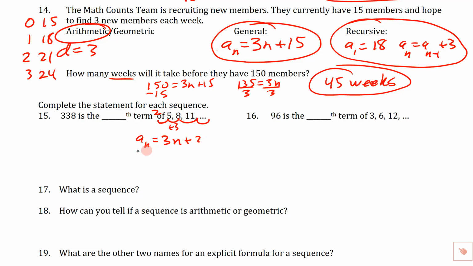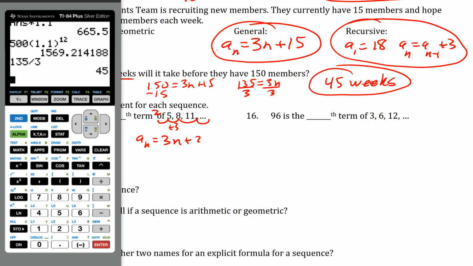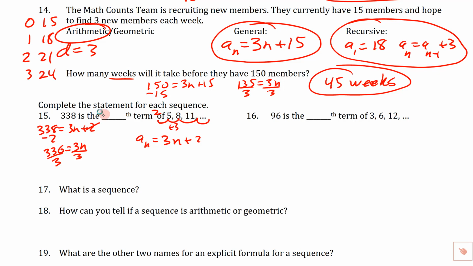And then let's solve this right here. So this would be 338 equals 3n plus 2, so I'm going to subtract 2. So this is going to be 336 equals 3n, and we're going to divide by 3. So we'll grab the calculator and do 336 divided by 3, which probably ought to be able to figure that out, 112. So it is the 112th term of that sequence.